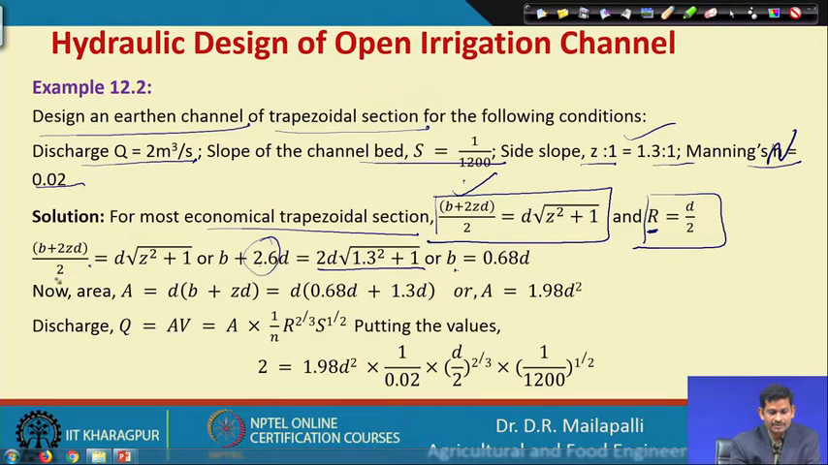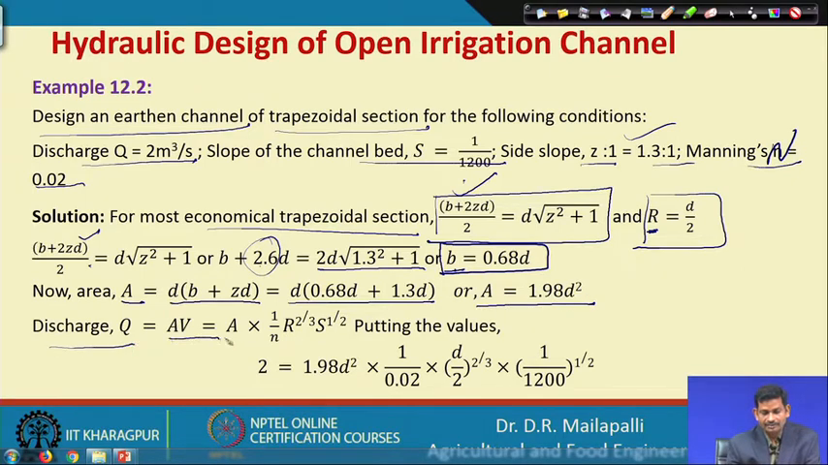So, substitute the values. Here d is Manning's roughness coefficient. So, b plus 2d is equal to, all having d values. From this, b is in terms of 0.68 into d. So, b is a function of d. Now, area A is equal to d into b plus zd. This we also derived, and substituting the values of b and z, A is equal to 1.98 d square. Now, discharge q is A into V.